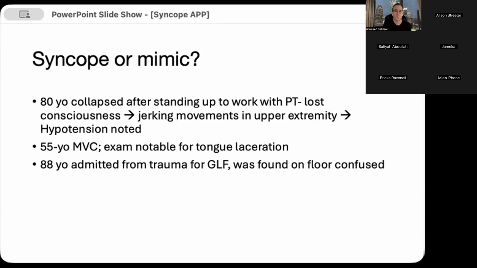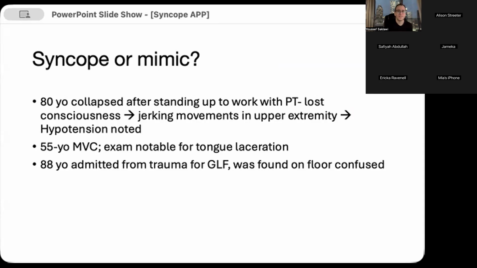This first one is an 80-year-old who stood up to walk with physical therapy, lost consciousness right there, and had jerking movements afterwards of the upper extremity. Then they put him in bed and checked his blood pressure, and the blood pressure was low, but then it resolved.